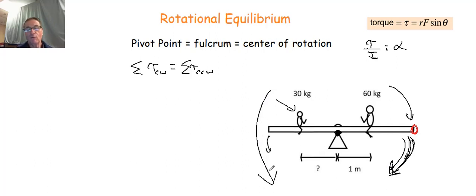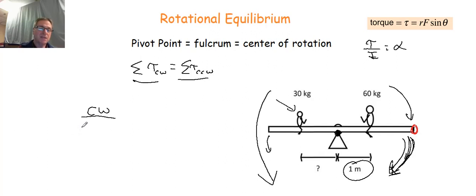I want to figure out which of the forces, when applied to the seesaw itself, will cause it to go in a clockwise direction, and which will cause it to go in a counterclockwise direction. We need these to be equal in order for this to be balanced. We don't have to assume because it says it right here. The person on the right, who has a mass of 60 kilograms, is 1 meter from the pivot point, or the fulcrum.